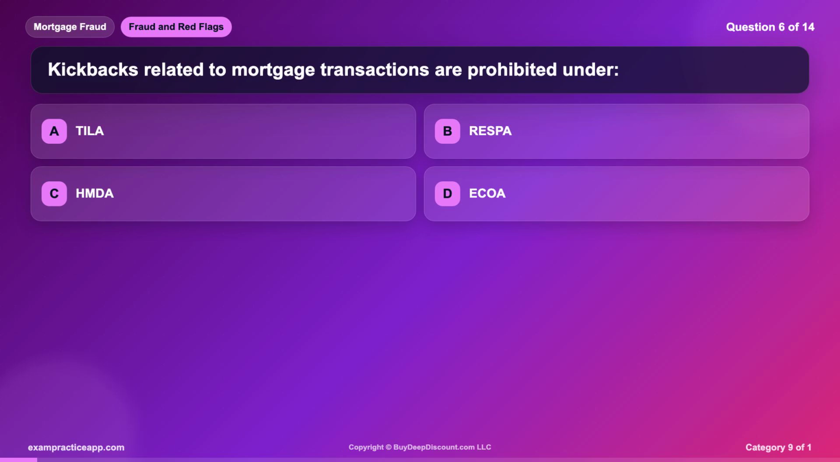Question 6. Kickbacks related to mortgage transactions are prohibited under option A, TILA. Option B, RESPA. Option C, HMDA. Option D, ECOA. Take a moment to choose your answer. The correct answer is option B, RESPA. Explanation: RESPA prohibits kickbacks and referral fees.